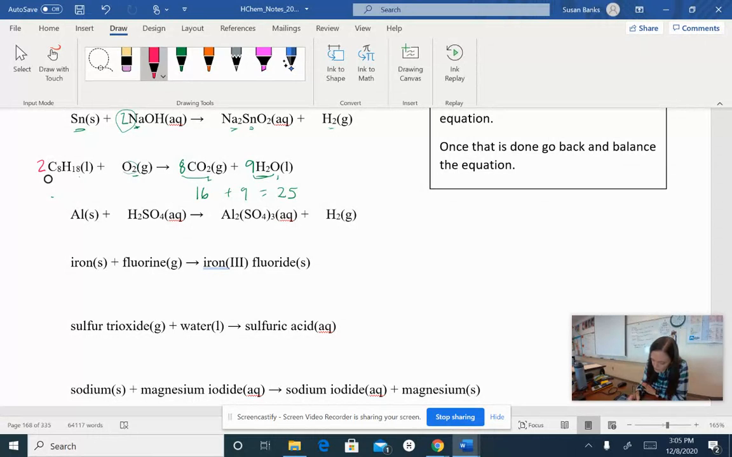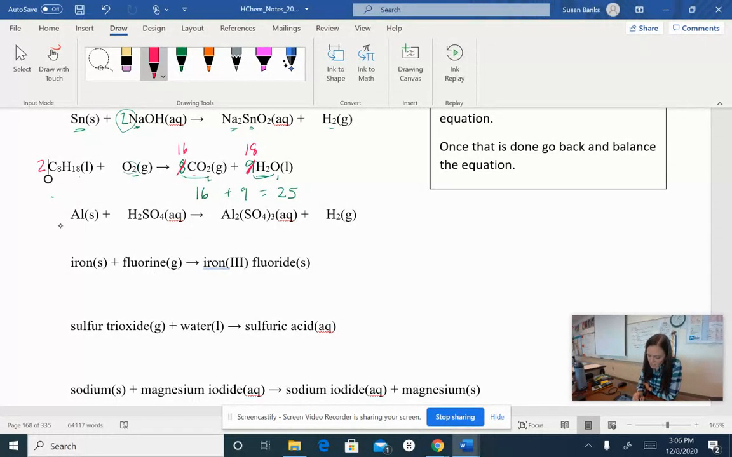So 2 times 1, 8 times 2 will give me 16. 9 times 2 will give me 18. Okay, so let's refigure our oxygens. So let's actually go back. So 2 times 8 is 16, so 16 carbons. 2 times 18 is 36 hydrogens, right? 18 times 2 is 36 hydrogens.